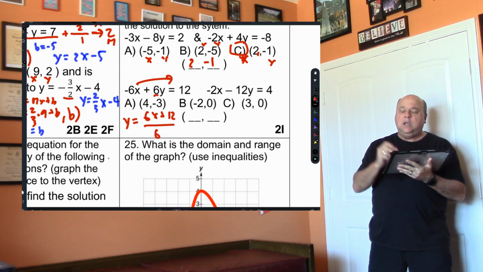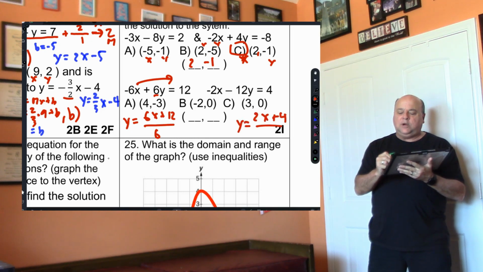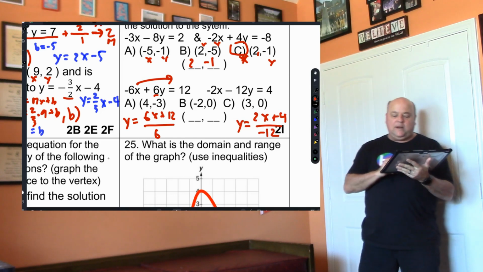This goes on the bottom. So the x flips, the y goes on the bottom. We're going to get y equals (2x plus 4) over negative 12. So we're going to graph both those lines.